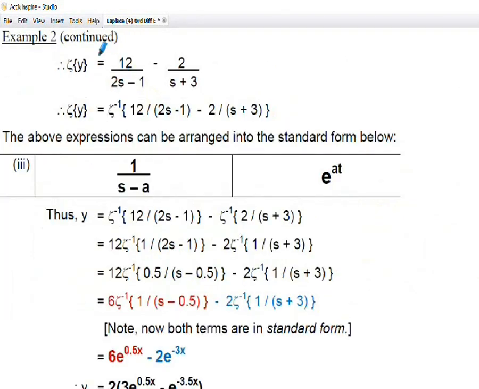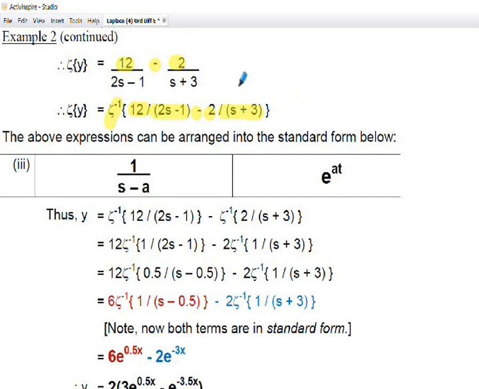Okay, now we've got the value of a from the previous slide of 12 and the value of b of minus 2 in this case. We now need to find the inverse Laplace transforms of the 12 upon 2s minus 1 function and the minus 2 upon the s plus 3 function.